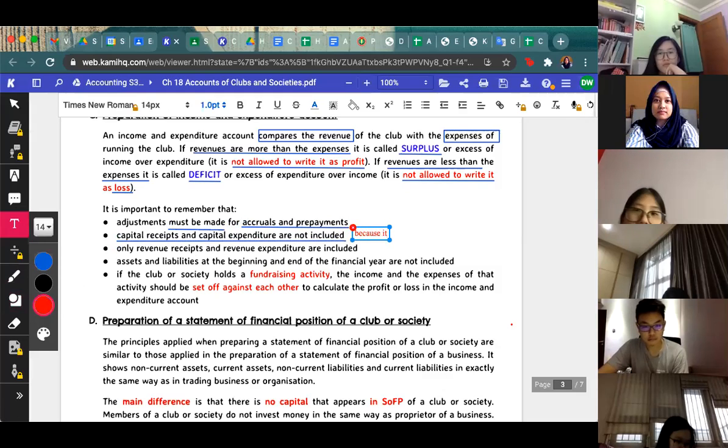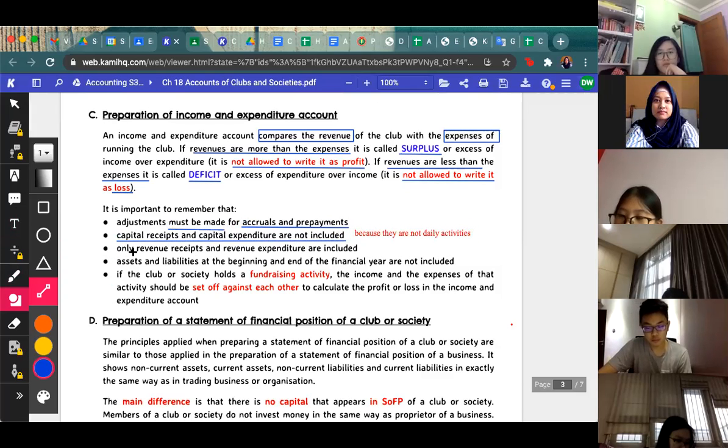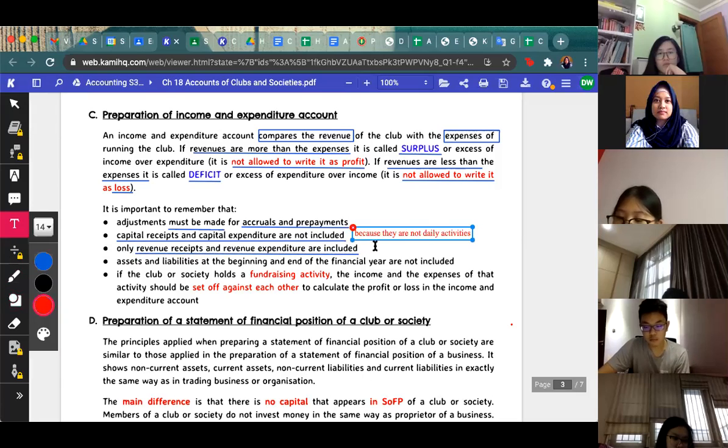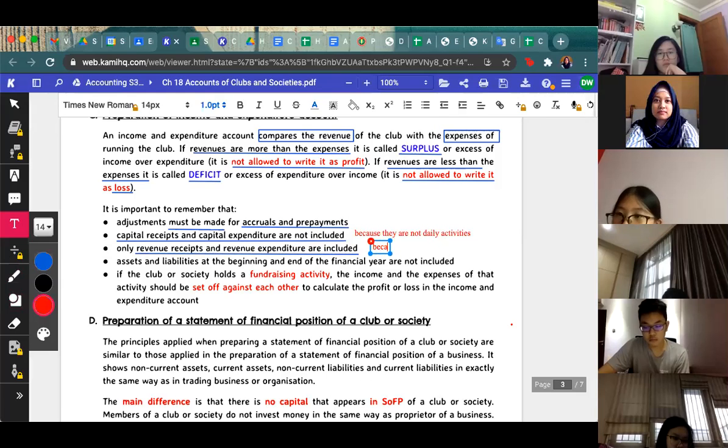Because they are not daily activities. But only revenue receipts and revenue expenditure are included, because they are daily activities.